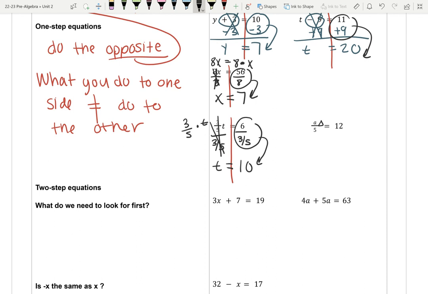Now here, remember this little line right here really just means division. So the opposite of division is multiplication. So I'm going to multiply both sides by 5.